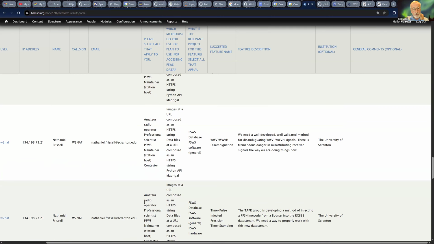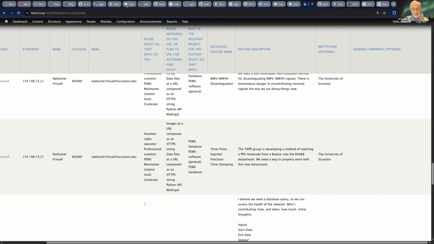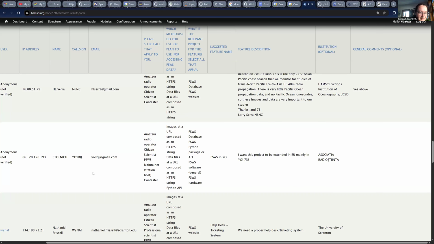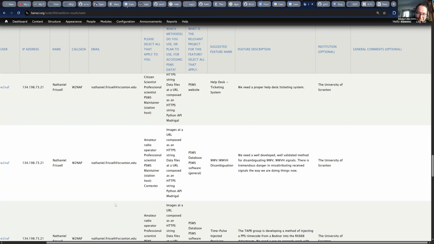Yeah, the map covers the whole world, if that's what you're talking about. It's just centered on the US, but you can zoom to anywhere, but we don't have any stations in Romania. Well, it sounds like anonymous not verified Y09RIJ would be game to start changing that.